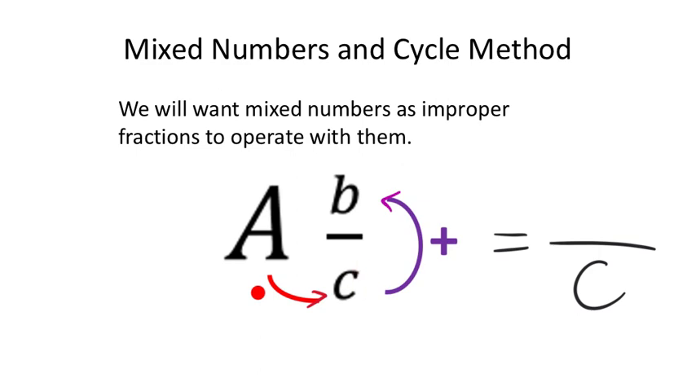So in this case, it's using the letter C abstractly, but of course that would be a number, like maybe 5. If it was 5, you would keep it as 5. And then you would end up with a new numerator with what we have here as cycle method. So it's A times C, whatever that product is, then we add the B value, the numerator.